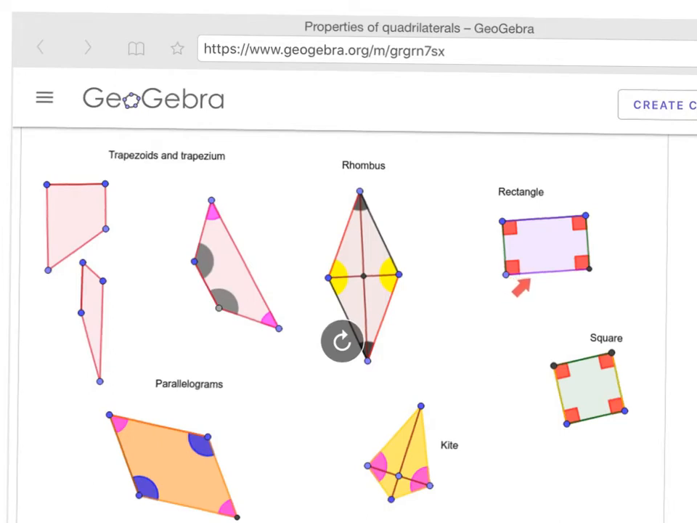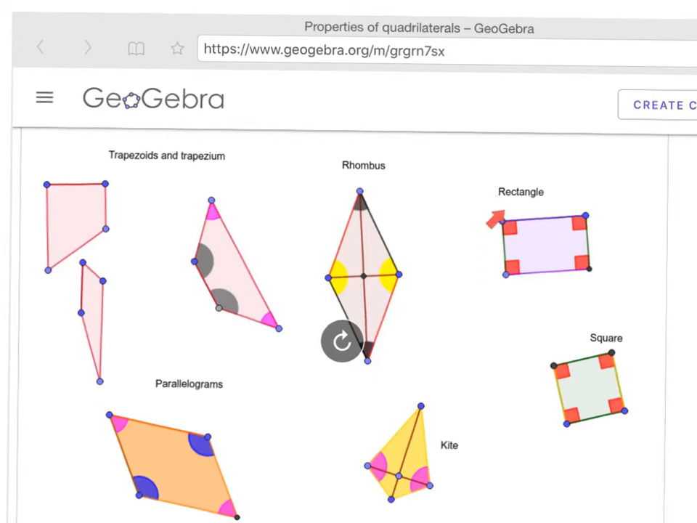The difference between all the other parallelograms and a rectangle are the angles. And in a rectangle, the sides must be perpendicular, which means all the angles are 90 degrees, right angles, which is where the name comes from.